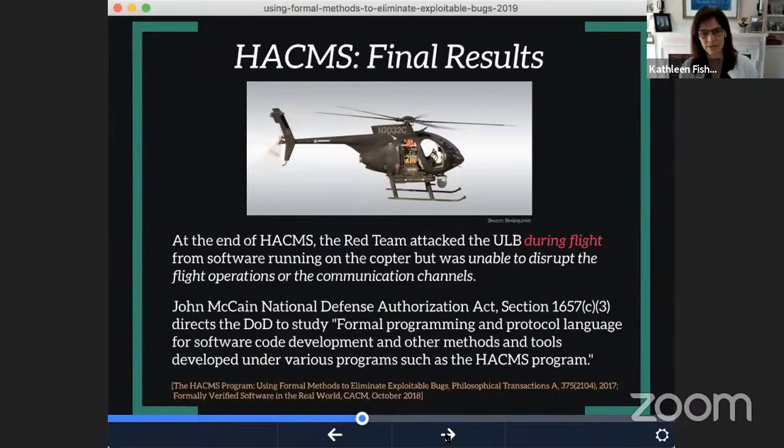Also during phase 3, because of the successes in phase 1 and phase 2, HACMS researchers started working with various other platforms: other kinds of quadcopters, truck convoys, satellites, underwater vehicles, all with the idea of applying these kinds of techniques to produce much more secure systems.